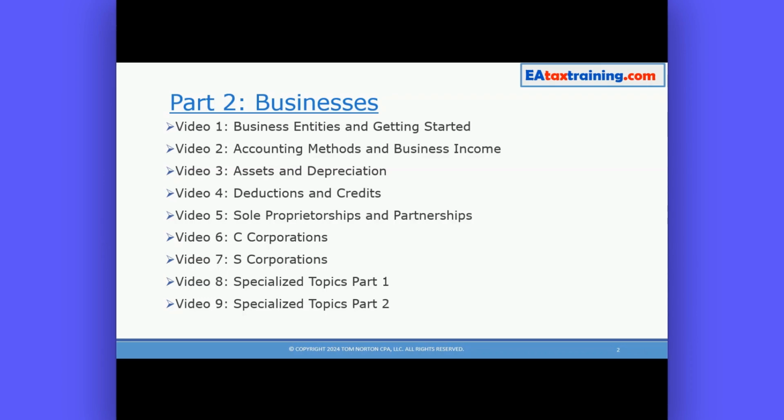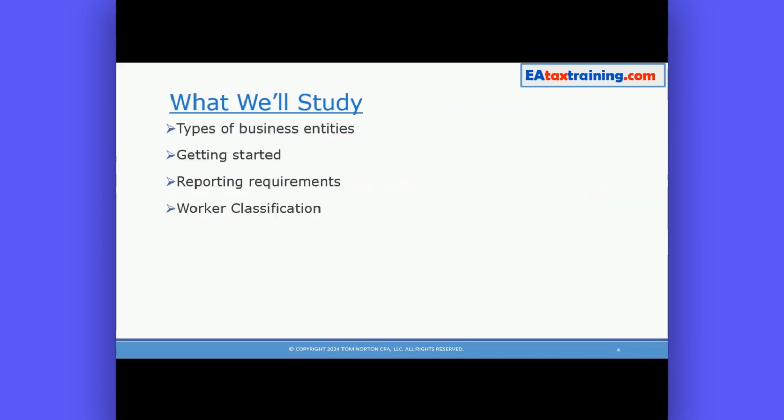As always, I look forward to guiding you through all of these topics. One reminder, the 2024 EA exam covers the 2023 tax year. So if you're studying for the 2025 exam, you'll want to take note of the inflation adjustments that apply to some of the dollar figures you see in the tax law. So without further ado, let's jump right into video 1, business entities and getting started.